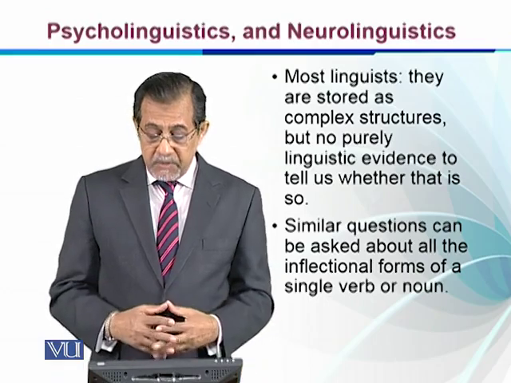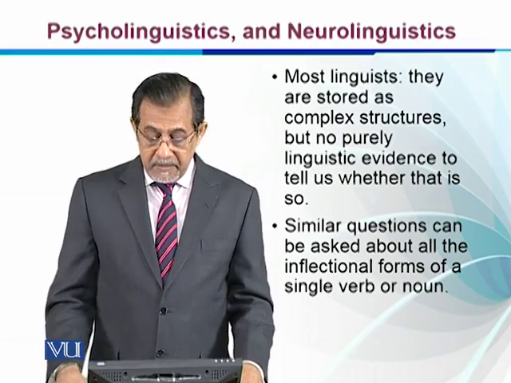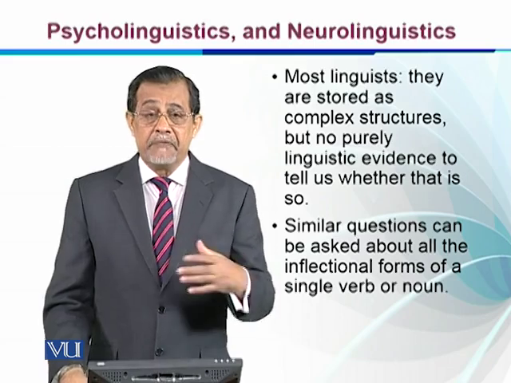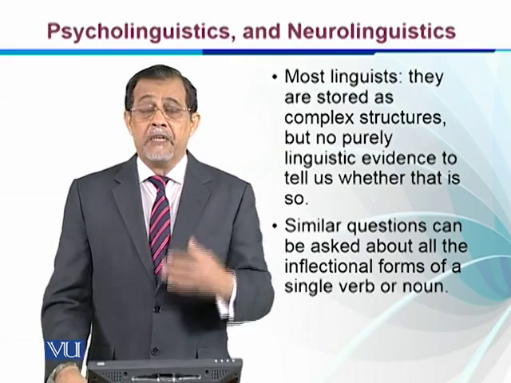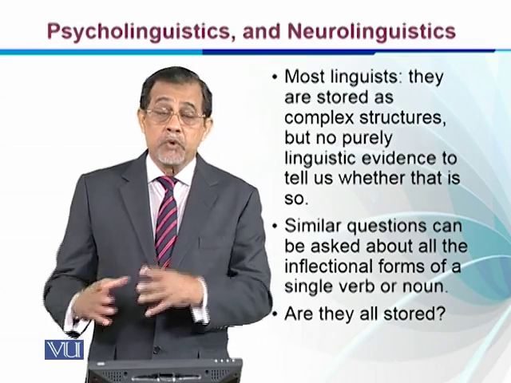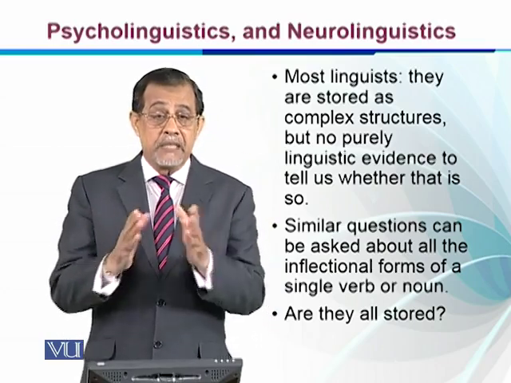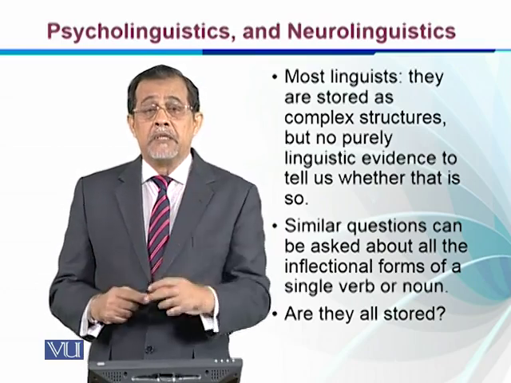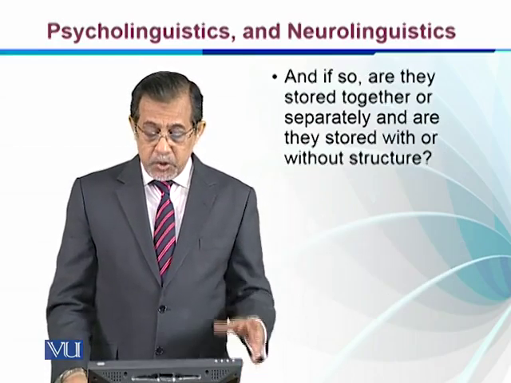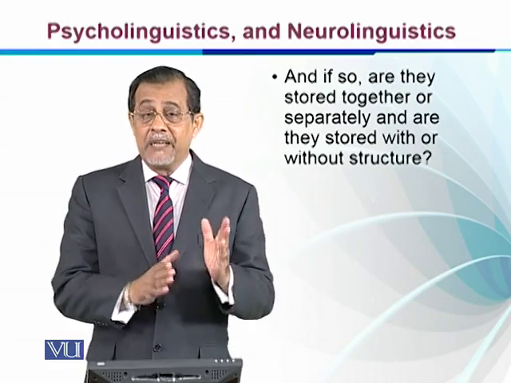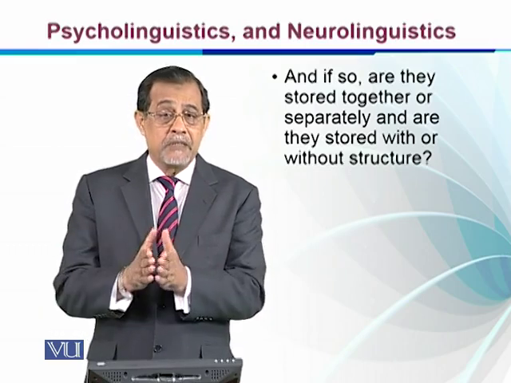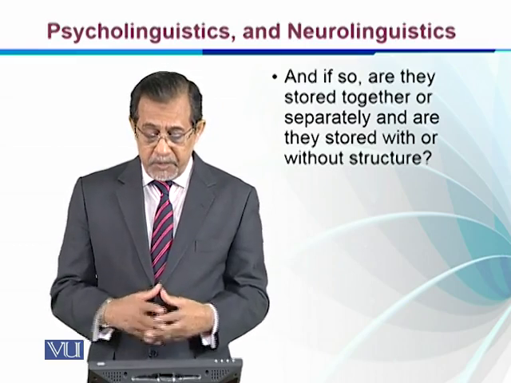A similar question can be asked about all the inflectional forms of a single verb or noun: how inflections are added, how we add different inflections of case, of number, of gender, etc. Or the question is, are they all stored, lying in our minds side by side, and used on the spur of the moment as required? And if so, are they stored together or separately? Do we have a separate portion for the stem and a separate portion for the inflections, or do we store words in complex word form?